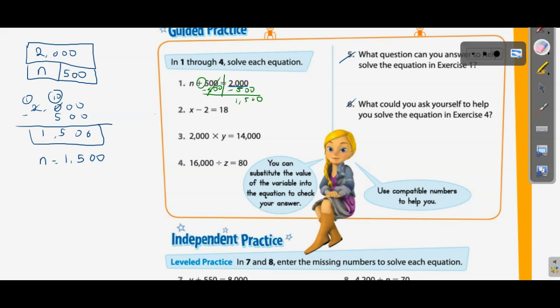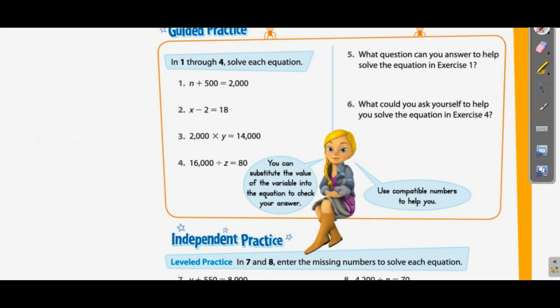So on to number 2. So number 2, we have to solve for x. So we have x minus 2 equals 18. So again, I'm going to do that little trick that I showed you guys earlier, where I'm just going to draw a little bar over the equal sign. Since it's subtraction, I'm going to do the opposite, which is going to be addition. So I'm going to get rid of this because they cancel each other out. And then I'm left with x. So 18 plus 2, that'll give me 20. So x equals 20.